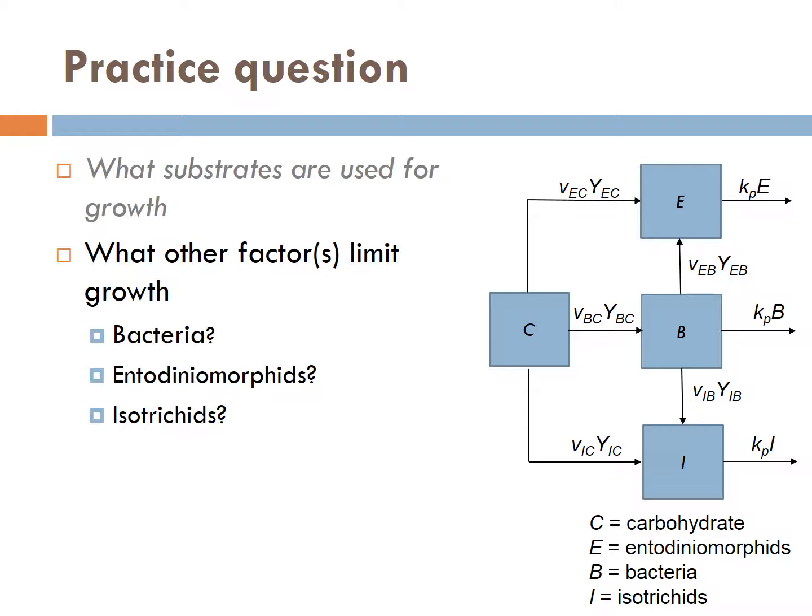For the Entodiniomorphids, the only factor besides substrate that limits growth is passage. We can see only one arrow leading out of E, and that represents passage. For the isotrichids, the answer is the same. Passage is the only factor besides substrate that limits growth.